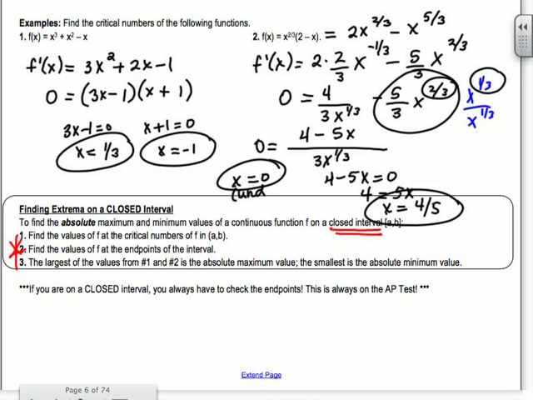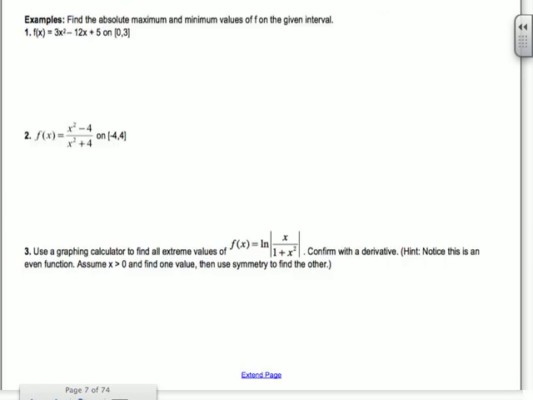Okay. So the first one, find the absolute maximum and minimum values of f on the given interval. So the first step is you take the derivative. So I have 6x minus 12. Set it equal to 0. So I get x equals 2. That's the location of a max or min value. It's not necessarily a max or min, or it's not necessarily the absolute max or min.